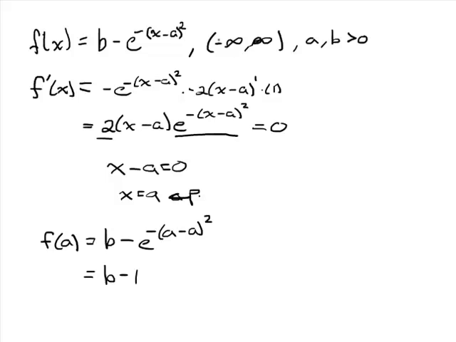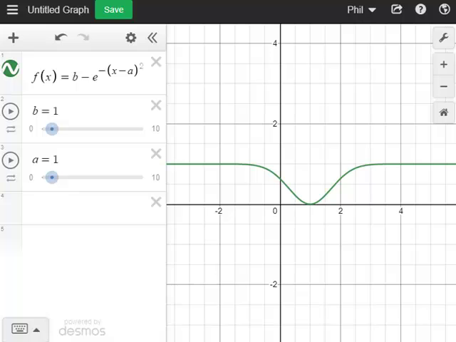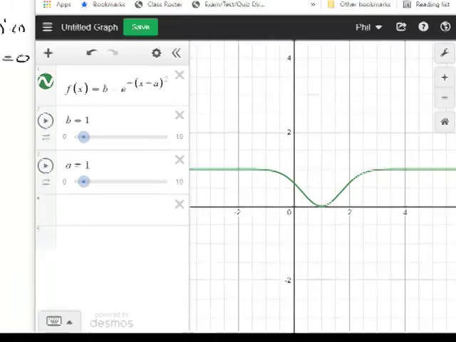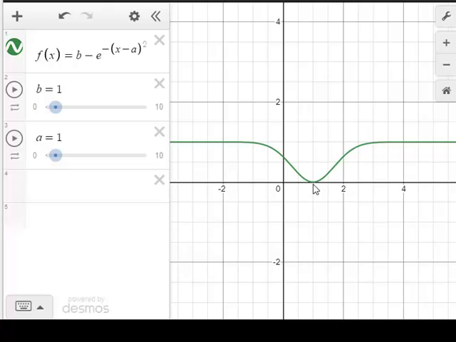Now, we are not on a closed bounded interval, so we lose the property that we're guaranteed both an absolute max and an absolute min. So one thing we might want to do for this function is look at the graph. So here we see our graph, and we can clearly see we have a minimum. Right now, I've got my parameters both set to 1, and we saw that our critical point was at a. So here's our b minus 1. Remember, b is set to 1. 1 minus 1 is 0. So that's the point 1, 0, given our parameters.